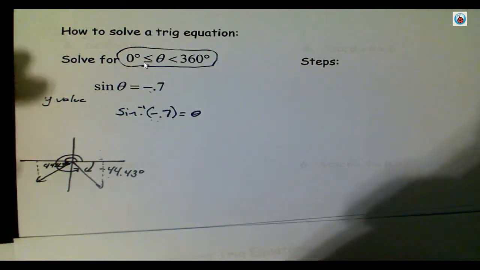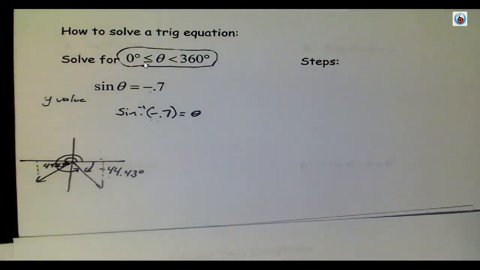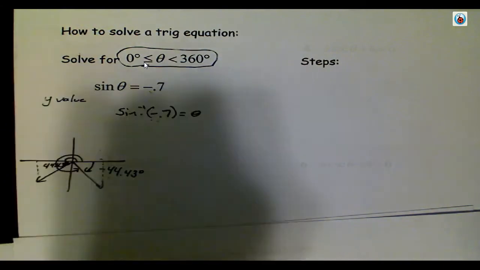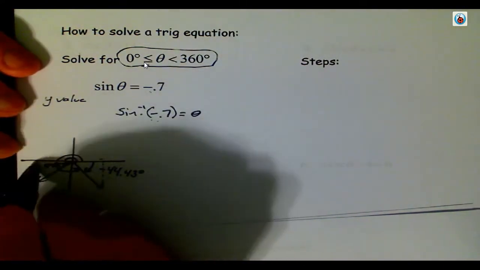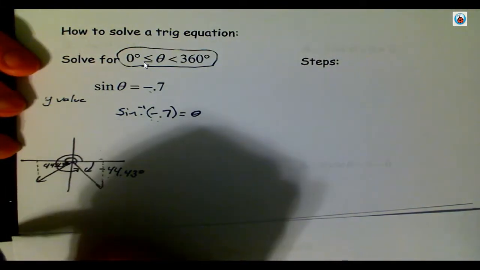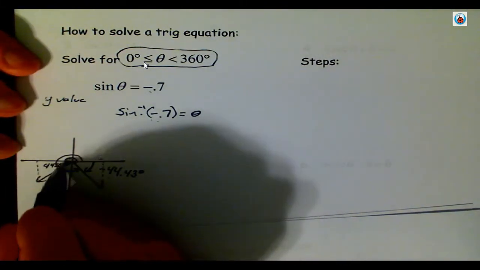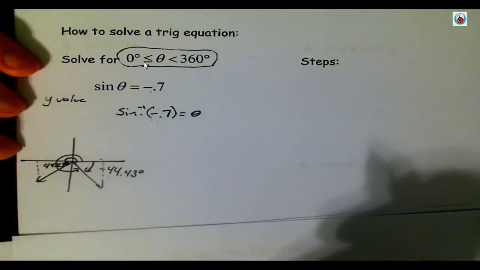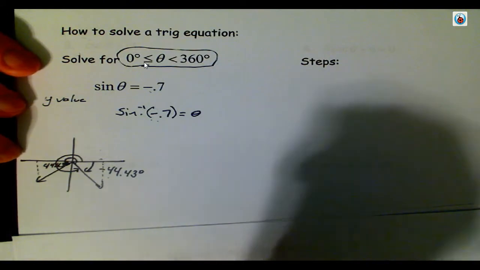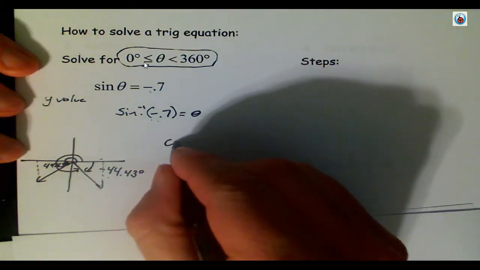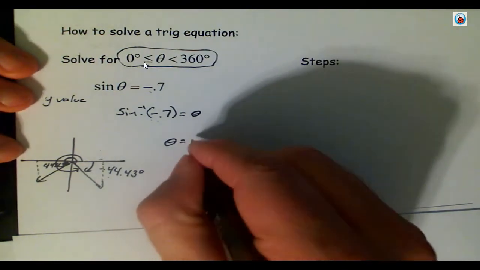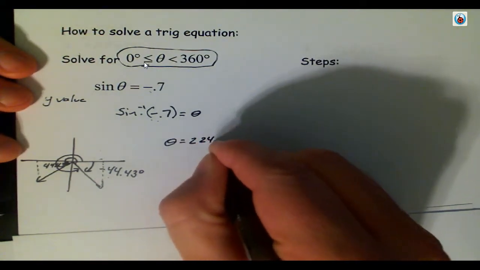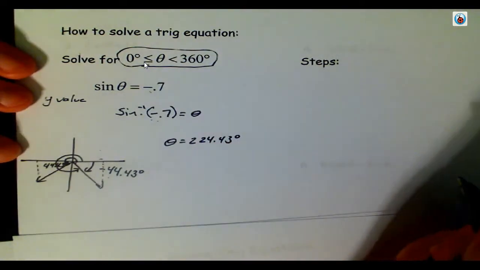And we have to be able to figure out what we need to do. The smaller angle, if you think about it, a straight line is 180 degrees, and then I just have a little bit extra, 44.43 degrees extra, right? So all you have to do is add 180. So theta will equal 224.43 whenever we add 180.